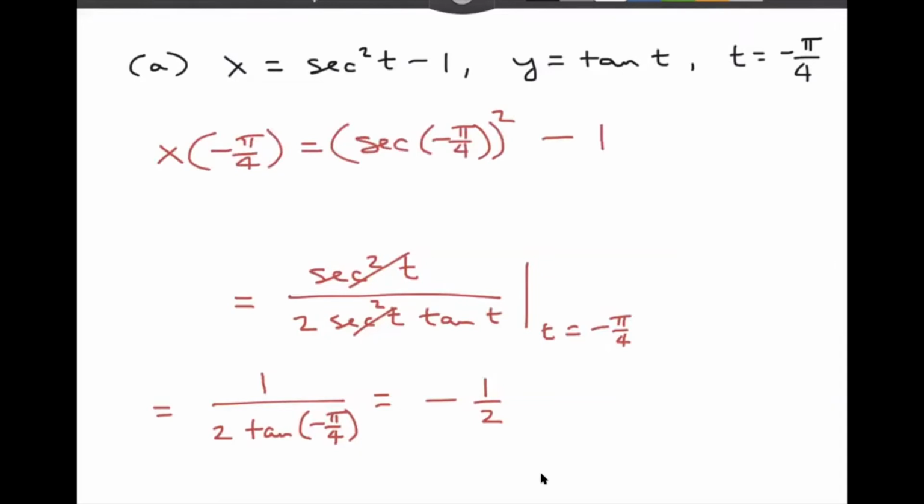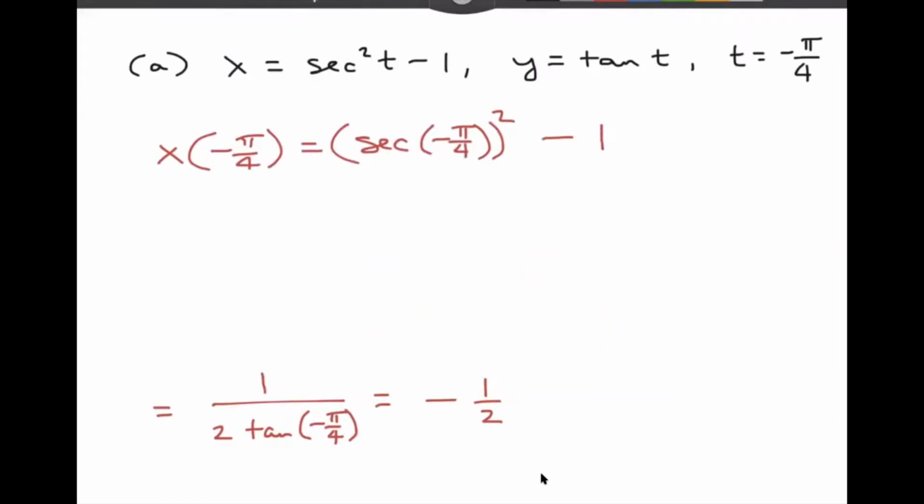Let's see, the secant of negative pi over 4, first of all, is the same thing as secant pi over 4 because secant is an even function. And the secant of pi over 4 is the reciprocal of cosine pi over 4. The cosine of pi over 4 is root 2 over 2. The reciprocal of that is just root 2.